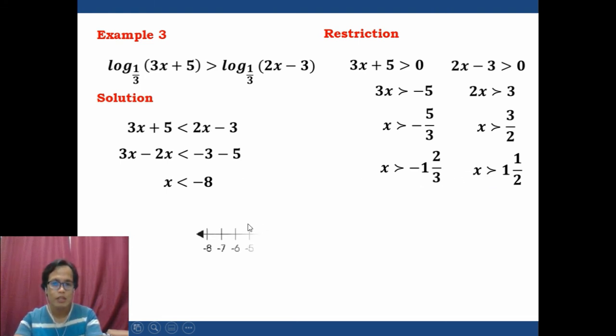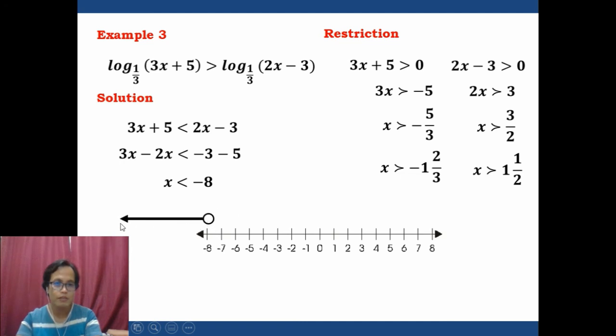Illustrate these inequalities on the number line. For example, this is our number line. We will illustrate first x is less than negative 8. So this is our negative 8. Since this is less than, the dot is hollow. This is hollow. Then our arrow goes to negative infinity because we are using the less than symbol.